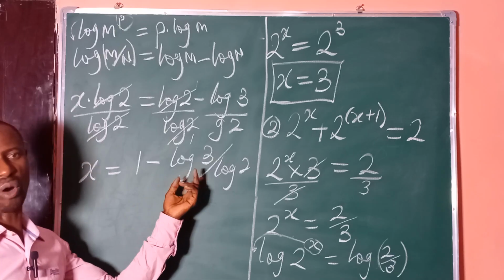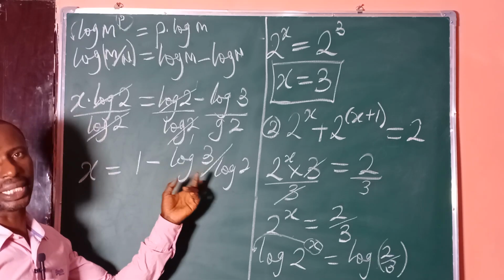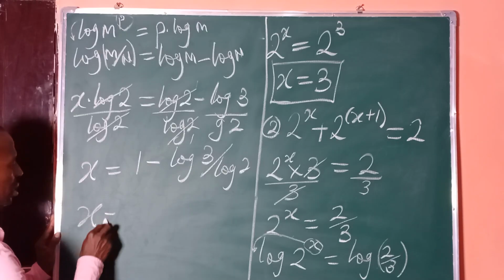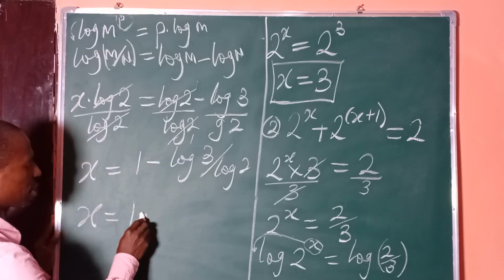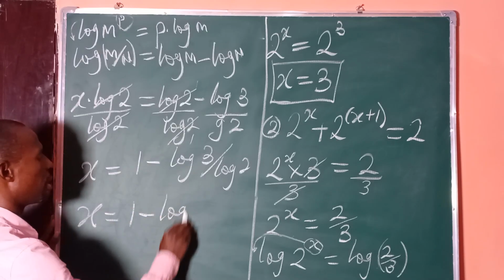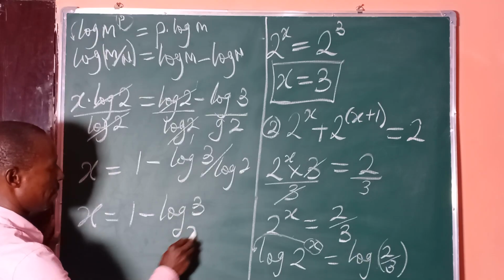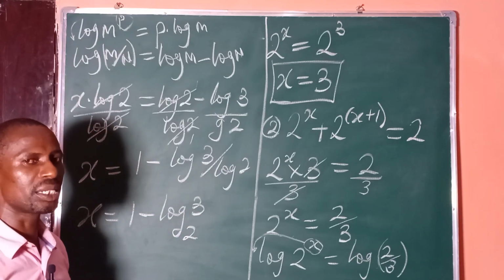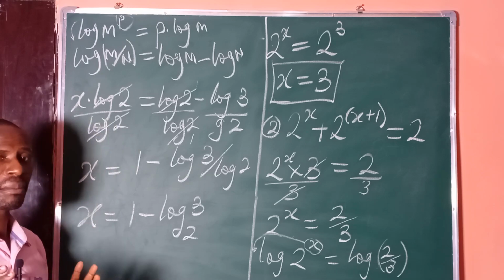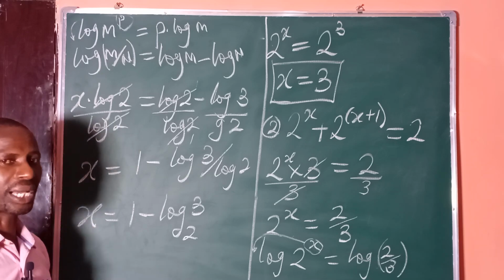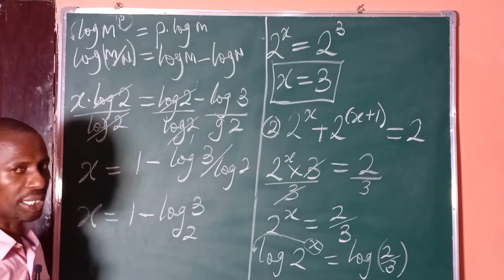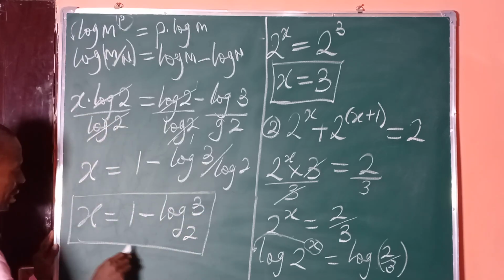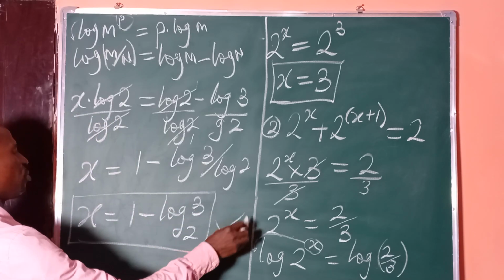Here we apply what is called the change of base law. If we apply the change of base rule, it's going to give us x is equal to 1 minus log 3 base 2. Now, I applied the change of base law in so many of my videos, so you can scroll down one of the videos and you will see it. So this is the value of x that satisfies this equation.